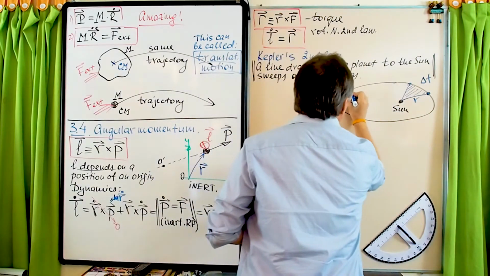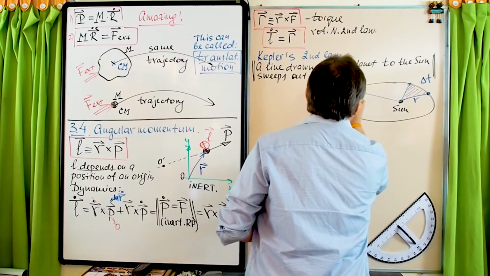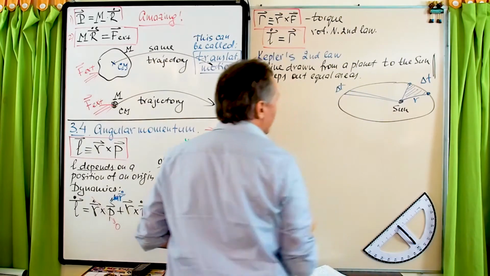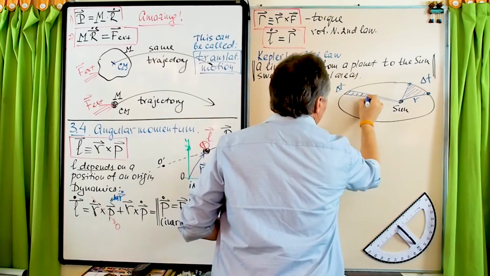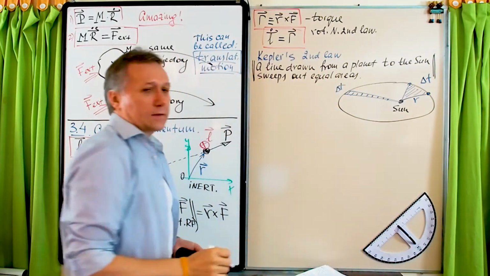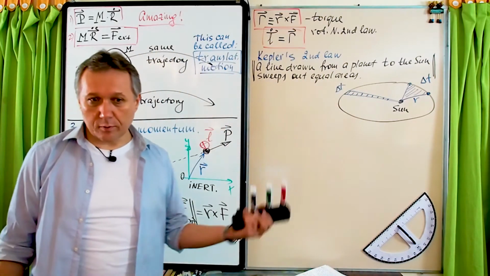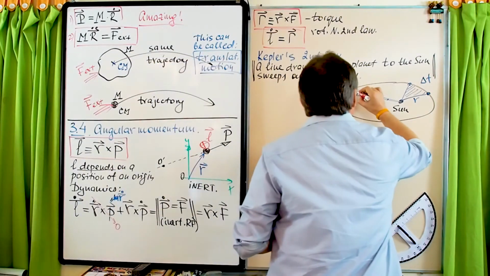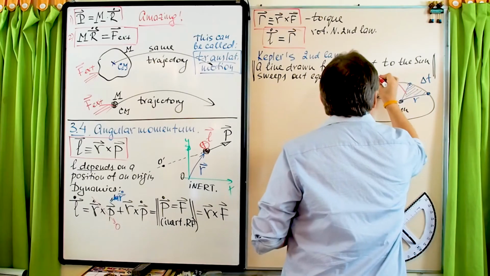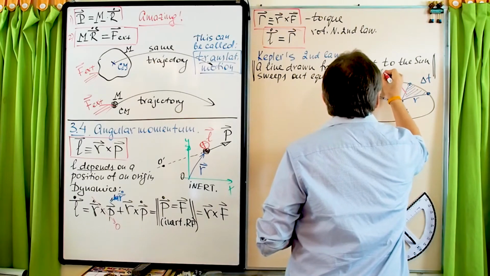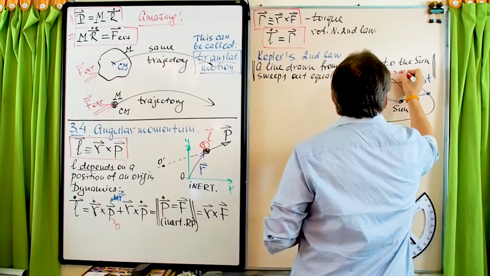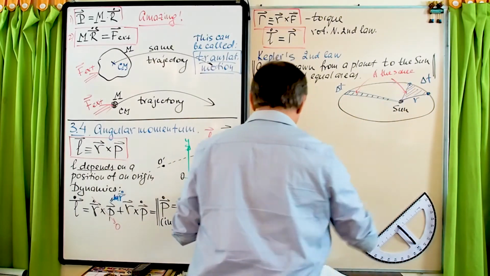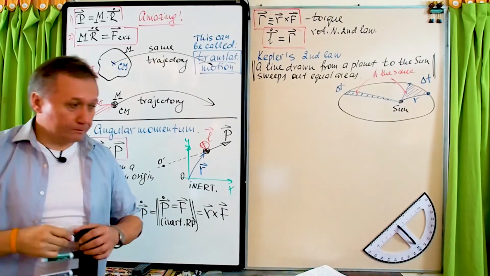Or if you look at when the Earth is here, again, over the same period of time, this area will be exactly the same as that area. So areal velocities are the same. Right? So these are the same areas. Okay, so let's prove it.